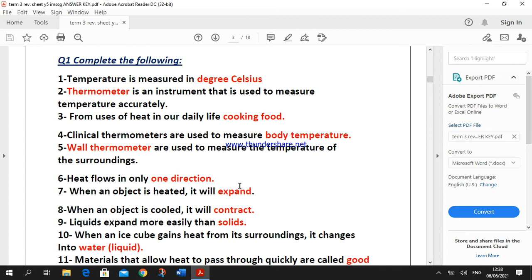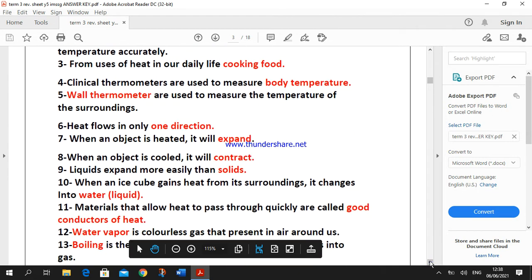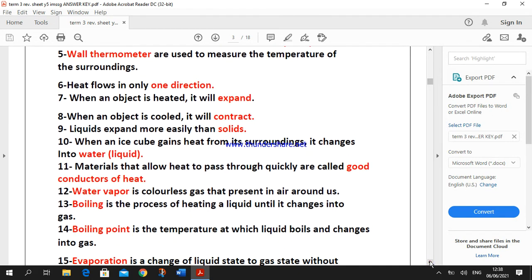Number 7, when an object is heated, it will expand. Will expand means increase in size and volume. And when an object is cooled, it will contract. Contract means decreasing in size or volume. Number 9, liquids expand more easily than solids. Okay? Then, when an ice cube gains heat from its surroundings, it changes into water, okay, or changes into liquid.